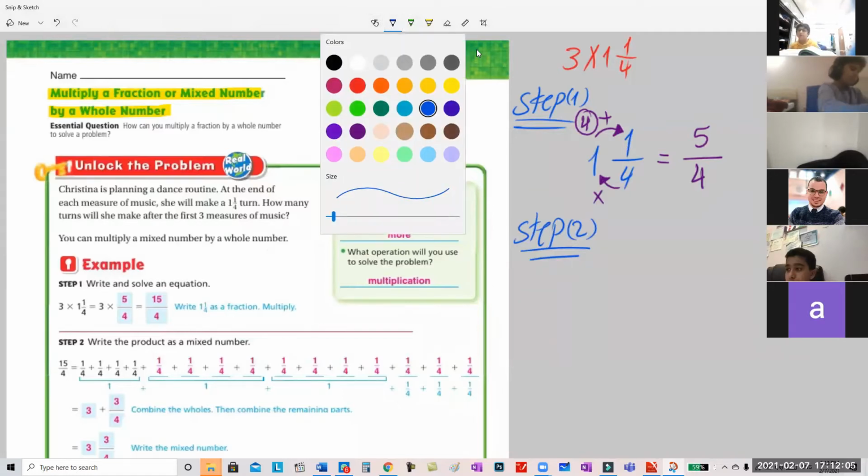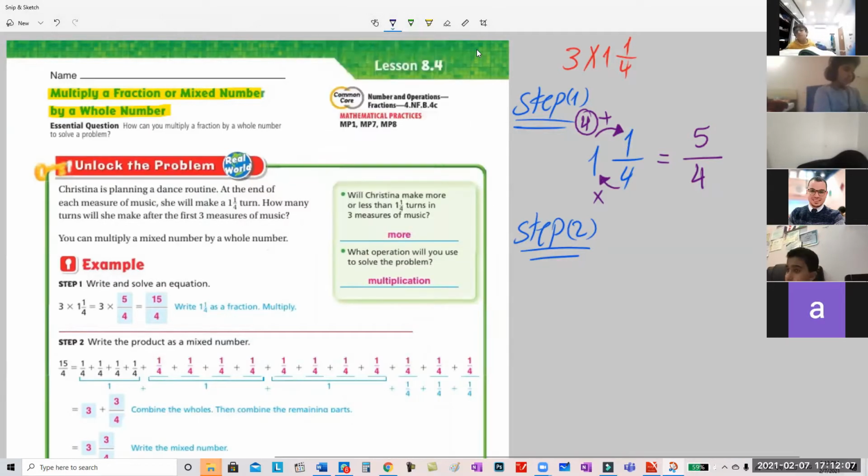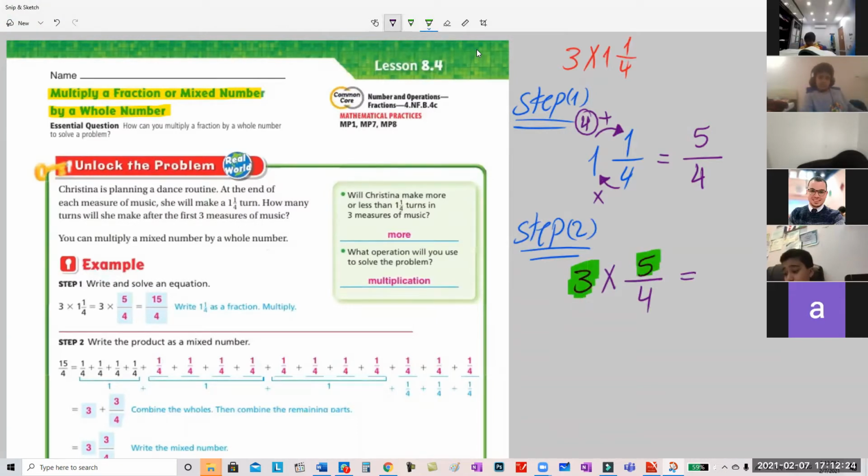After that, we're gonna multiply the whole number with our fraction. So we have 3 multiplied by 5 over 4. As we learned before in the previous lesson, if you want to multiply a whole number by a fraction, you have to multiply the whole number by the numerator. 3 multiplied by 5 equals 15 over 4.